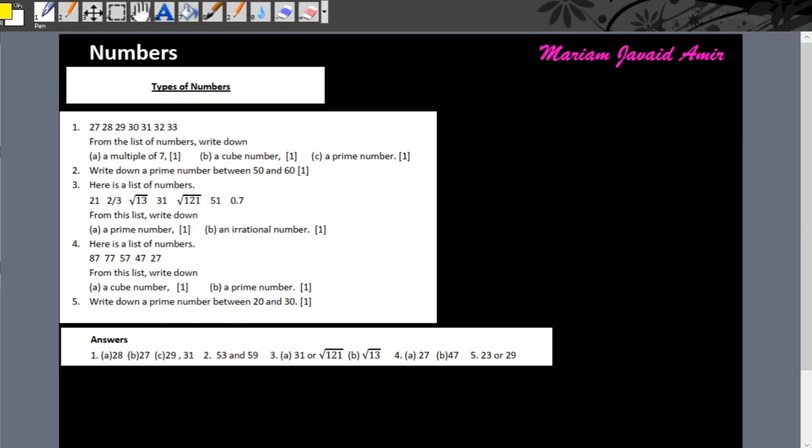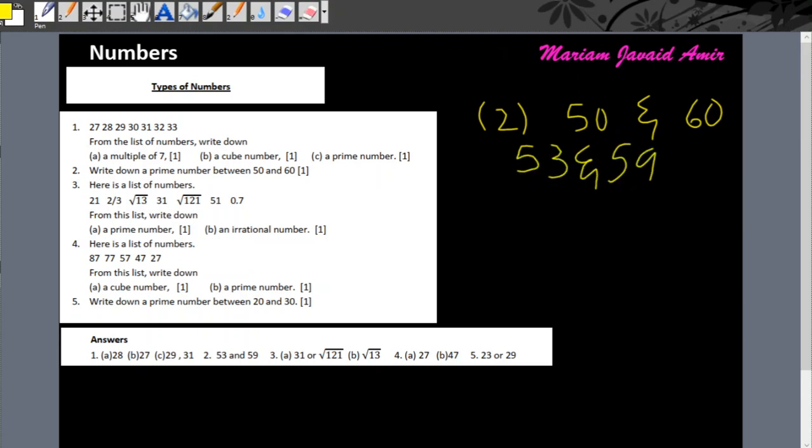Question number 2 is, write down a prime number between 50 and 60. So 51 is not a prime number, because it's divisible by 17. 17 threes are 51. So 52 can't be a prime number because it's an even number. Even numbers are always divisible by 2. So the prime numbers here in the list would be 53 and 59 only. So this is question 2.